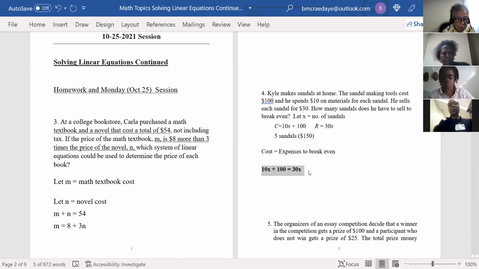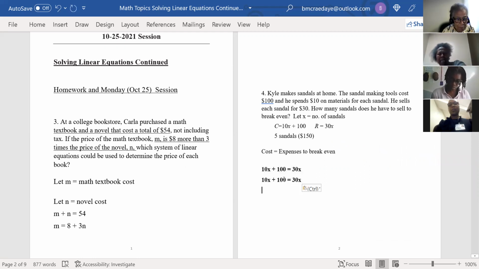10x plus 100 is 30x. So you've got to put the 10x next to the 30x. How do I get the 10x on the side with the 30x? By subtracting. That's right, Maureen. Very good, from both sides. You're going to subtract the 10x from both sides. Do that on the left. Do it on the right. That's how you keep your equation in balance. What you do to one side, you must do to the other.